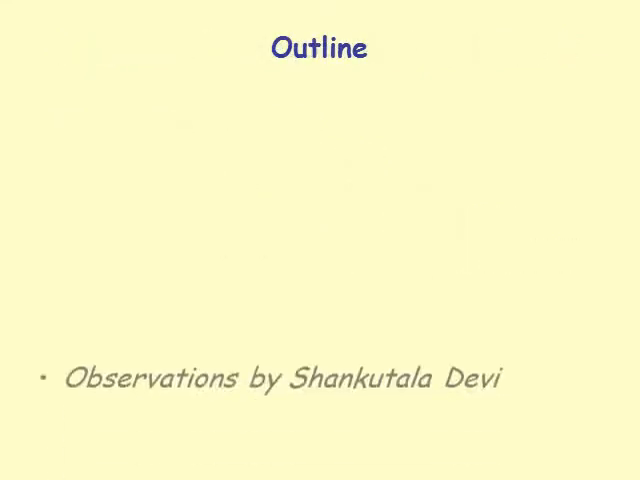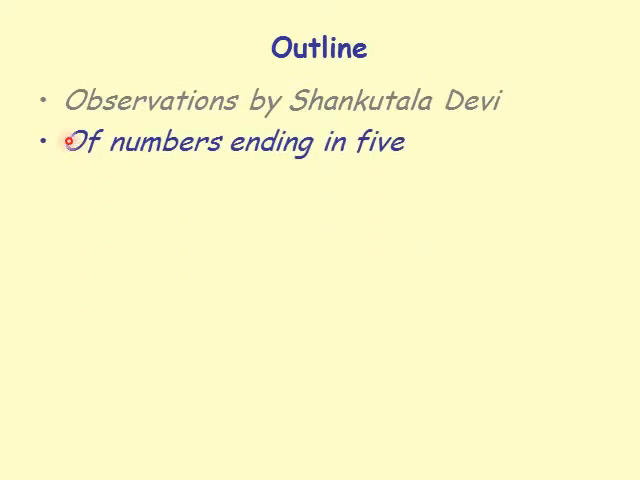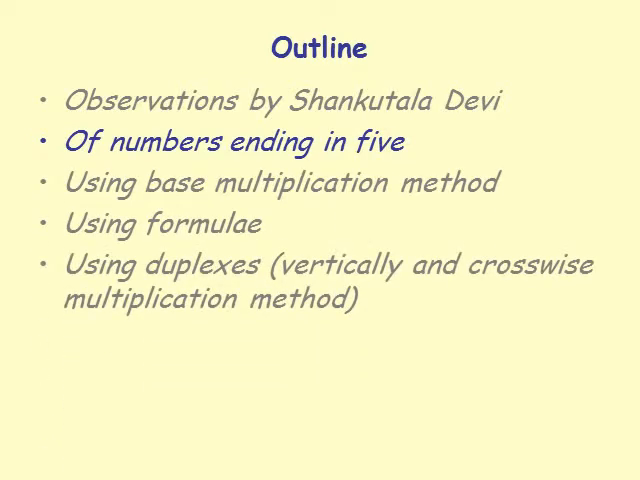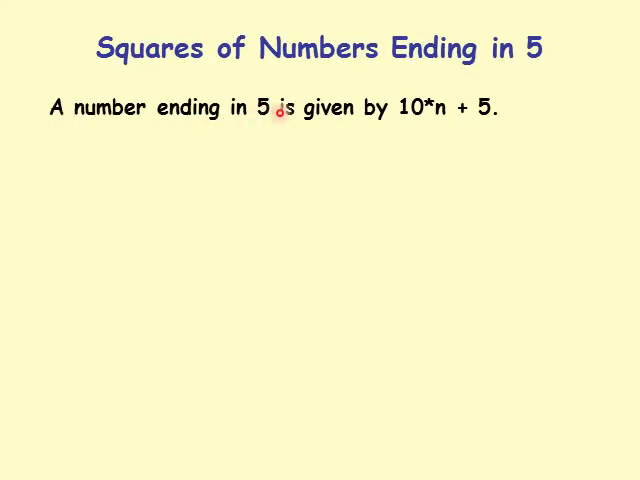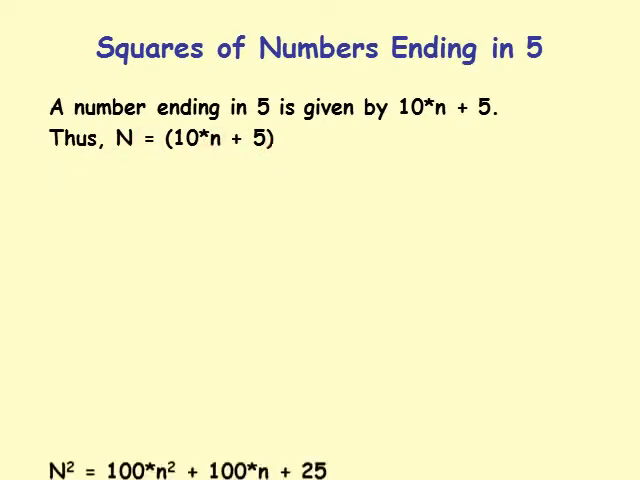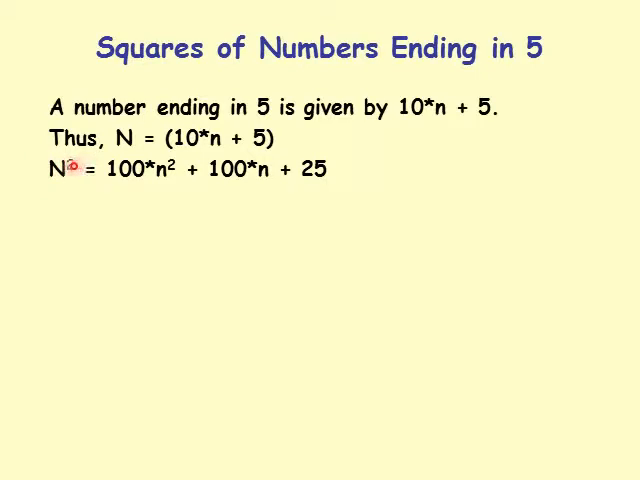Okay, let's continue. The next section we will discuss squares of numbers ending in 5. Let's look at how you do that. A number ending in 5 is given by 10 times n plus 5. If I do the square of that, it is (a plus b) squared, which is a squared, which is 100 n squared, plus 2ab, which is 100 n, plus b squared, which is 25.